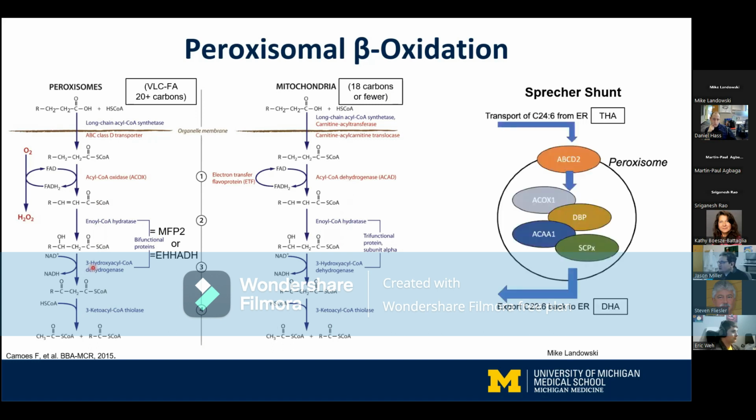I'm going to skip a figure I totally ganked from Mike Landowski, except just to remind you that besides degrading fatty acids in the peroxisome, DHA has to be synthesized via a step in which it enters the peroxisome as THA. Two carbons are removed through peroxisomal beta oxidation, and that allows for the eventual synthesis of DHA.